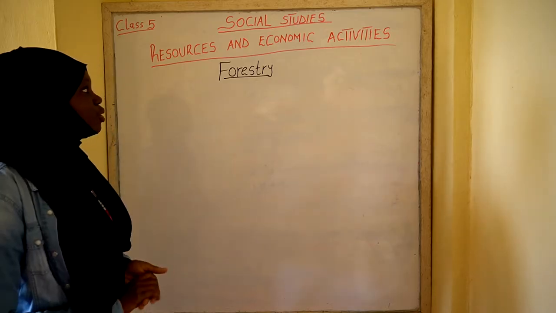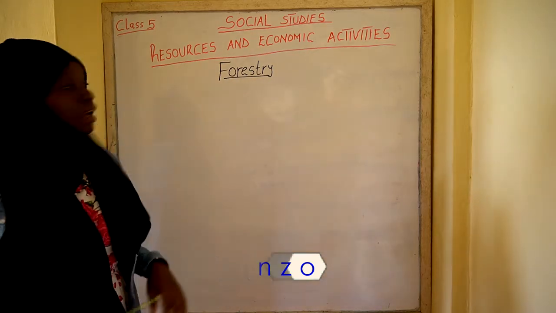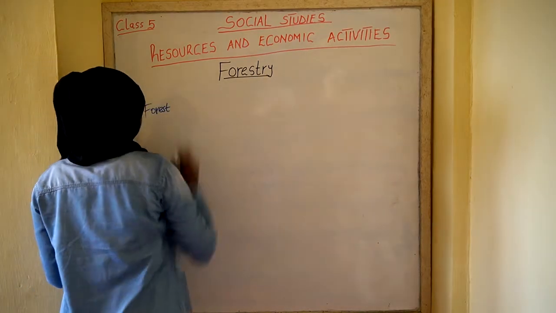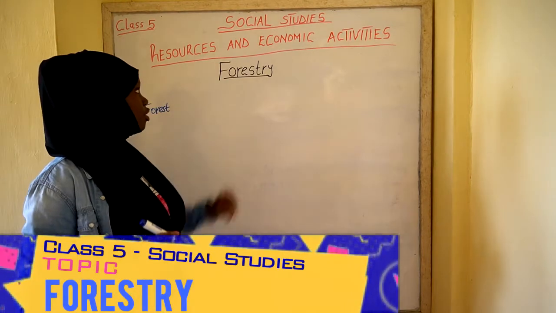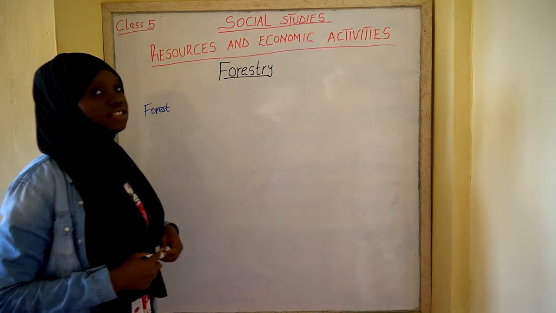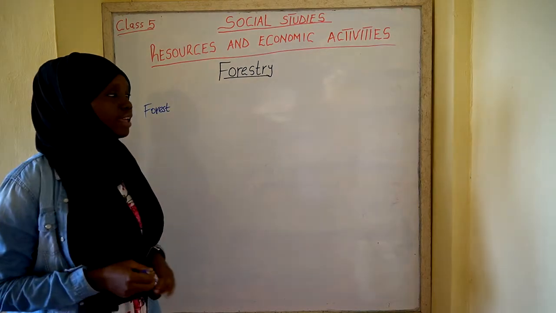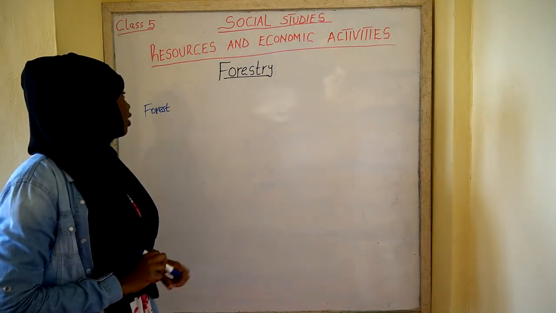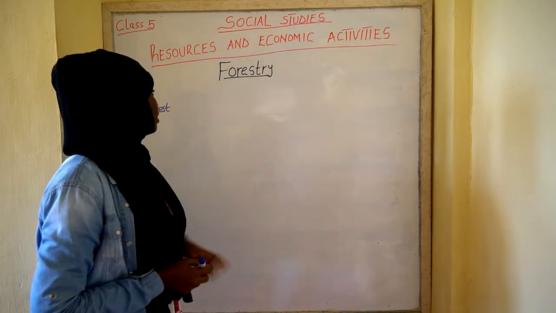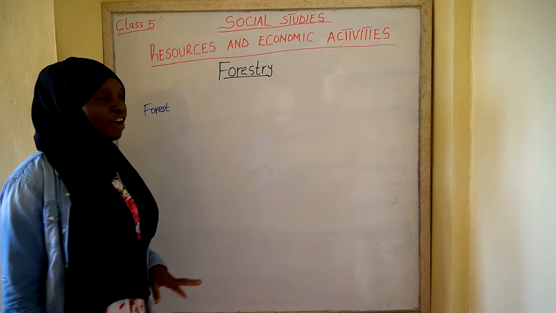First of all, before we continue, you have to know what forestry is. Forestry is derived from the word forest. So before we know what forestry is, we have to know what a forest is. A forest is a large piece of land with trees growing close together on it. So forestry means planting and taking care of forests.